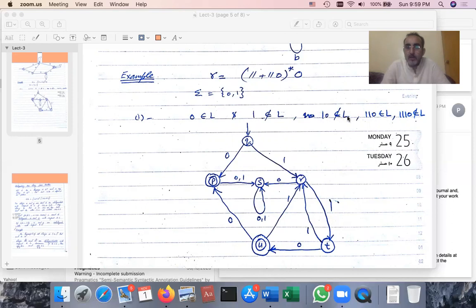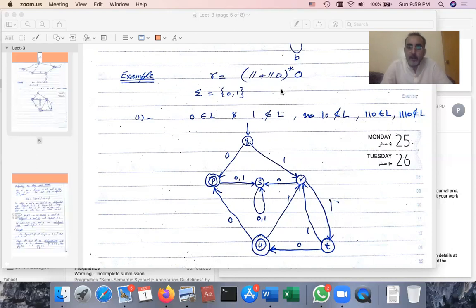And then 10 does not belong to L. Now 10: one, and if I take zero, it is surely 10 ending with zero, and this is not a legal string. So I am moving this towards the rejection state, which is a state actually. So zero is going in this direction. And 110 belongs to L: one and then zero. So this is again an acceptance state.